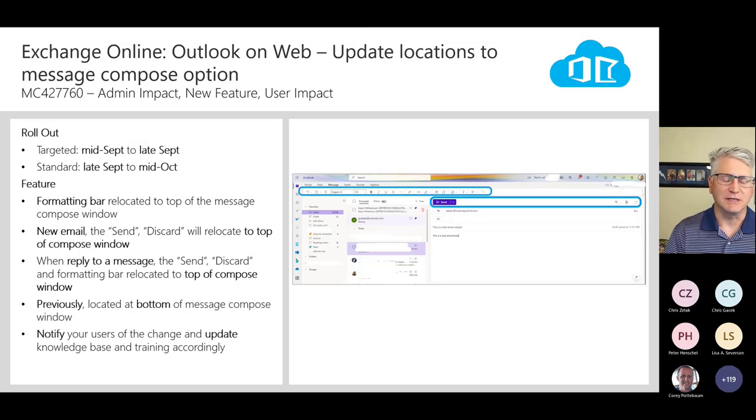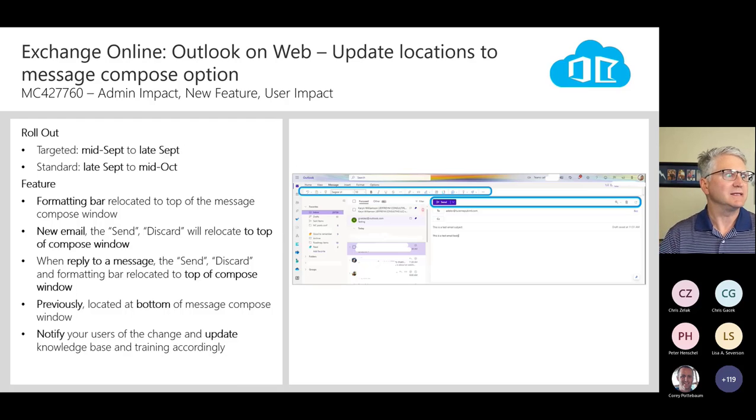There is an update that's going to be happening literally in September for targeted release, those people who are on that, and then standard late September to mid-October. If you're utilizing Outlook Web, things are going to move around a little bit, especially the formatting toolbar. That's the biggest thing that you're going to be seeing. That formatting bar is going to move around.